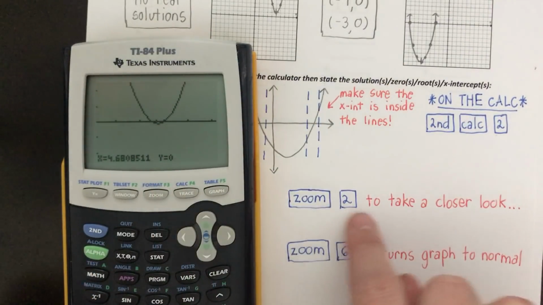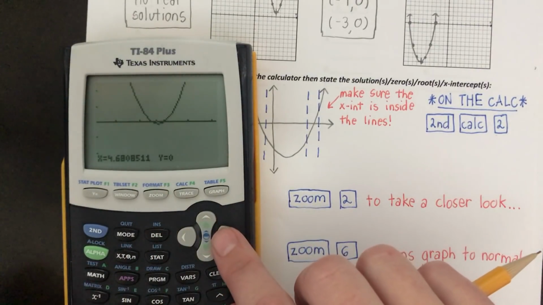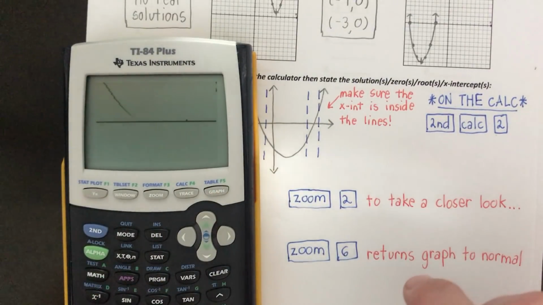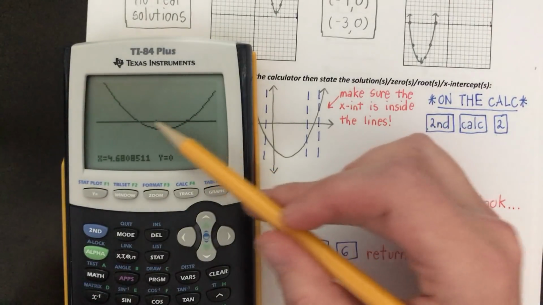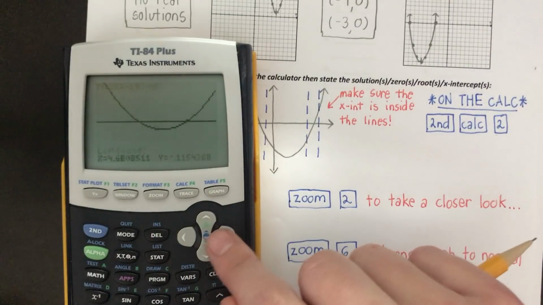So again, I want to do another zoom to get an even closer look. So zoom to again. The cursor's right there blinking. That's about where I want to zoom in. So I'm going to hit enter. Yes, this is a much better picture. So now I can see my 2 intersection points, and I'm going to do a second calc 2 again.